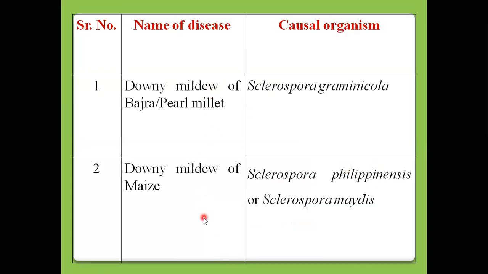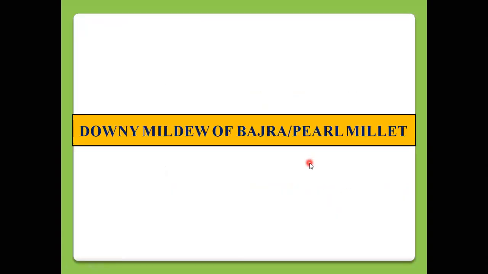So these are the only two diseases seen in pearl millet and maize, respectively, caused by the Sclerospora genera. That is, downy mildew of bajra caused by Sclerospora graminicola, and downy mildew of maize caused by Sclerospora philippinensis or Sclerospora maydis. So see the first disease, seen in pearl millet or bajra, caused by the Sclerospora pathogen, causing downy mildew disease.